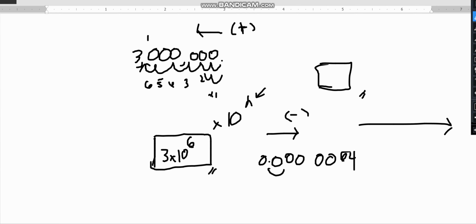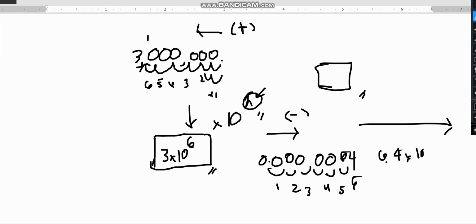Here, n is the number of times that we move, starting from the initial position. So we move 1, 2, 3, 4, 5, and 6 times. But this time, instead of writing 3 times 10 raised to the 6th power, we write 6.4 times 10 raised to the negative, and since we moved 6 times, negative 6. So that is the scientific notation.